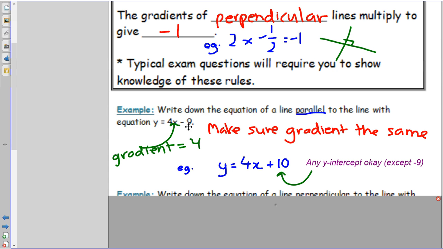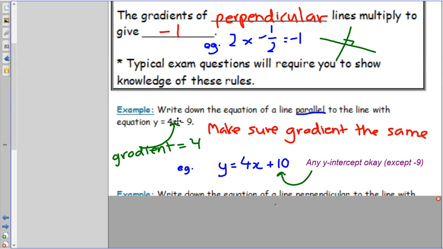So we want the equation of another line that is parallel to this one. So this one would have a y-intercept of 10 and a gradient of 4, so it would be parallel to this one. That's why I said any y-intercept except for -9, because otherwise that would be the original line.